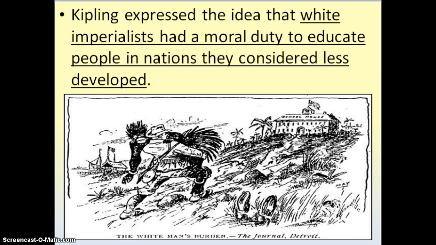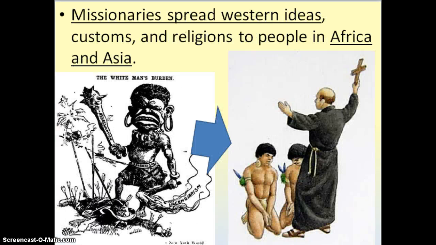Kipling expressed the idea that white imperialists had a moral duty to educate people in nations they considered less developed. This is a very weak cartoon, but it shows the white man's burden, and this is literally a white European explorer carrying an African native up to the schoolhouse because the African can't walk there. He doesn't want to go to school, and they're saying that it was the Europeans' job to educate the Africans, Asians, and Indians. The missionaries also went there and spread Christianity, and they didn't have a choice in it. They must spread the religion, and if you didn't want to pray like they prayed, it didn't matter because they were going to make you.